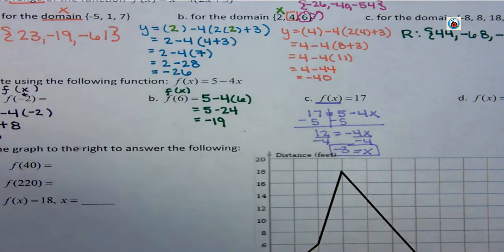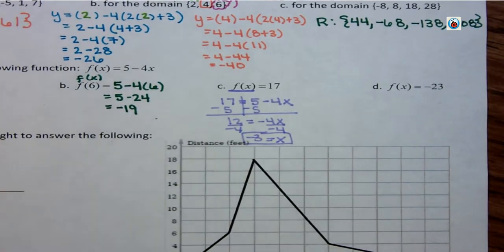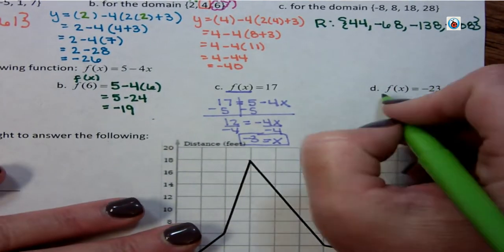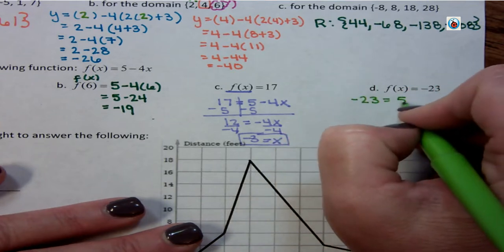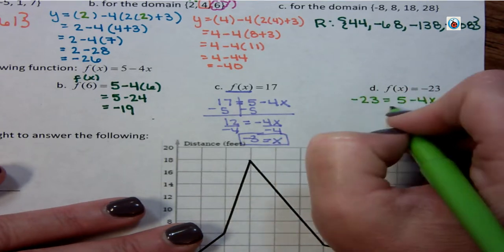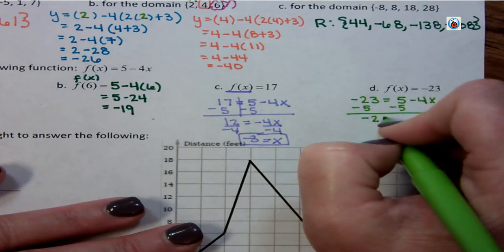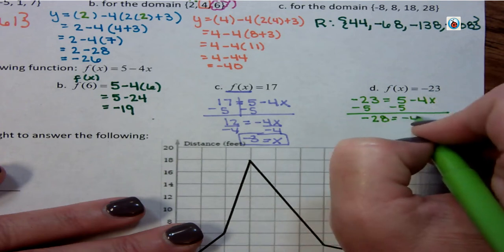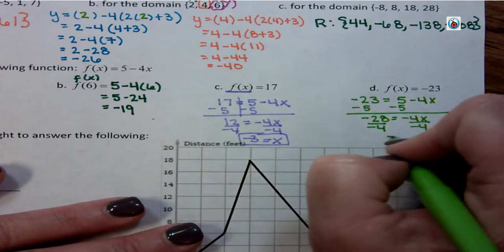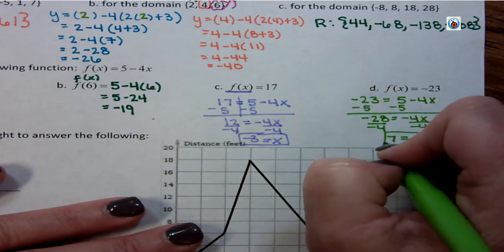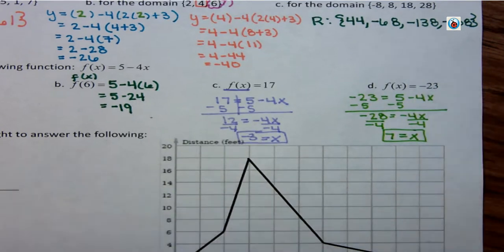This time, D says f of x equals negative 23. So again, it's giving me the y, so negative 23 equals 5 minus 4x. So I'm going to subtract my 5. So I get negative 28 equals negative 4x. Divide both sides by negative 4. I get 7 equals x. So in this case, my input is 7 and my output is negative 23.